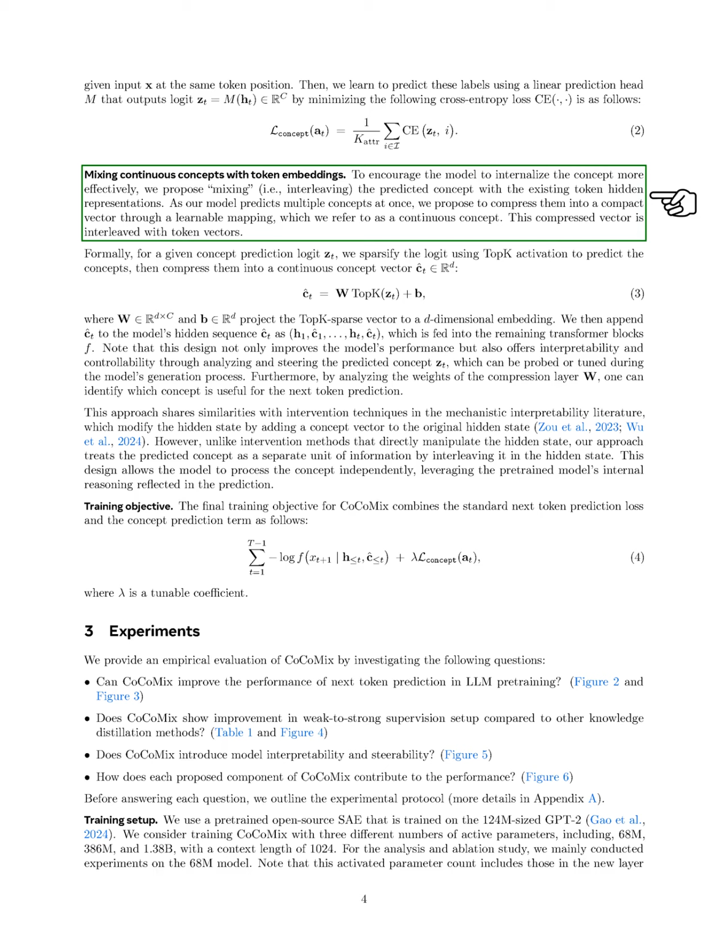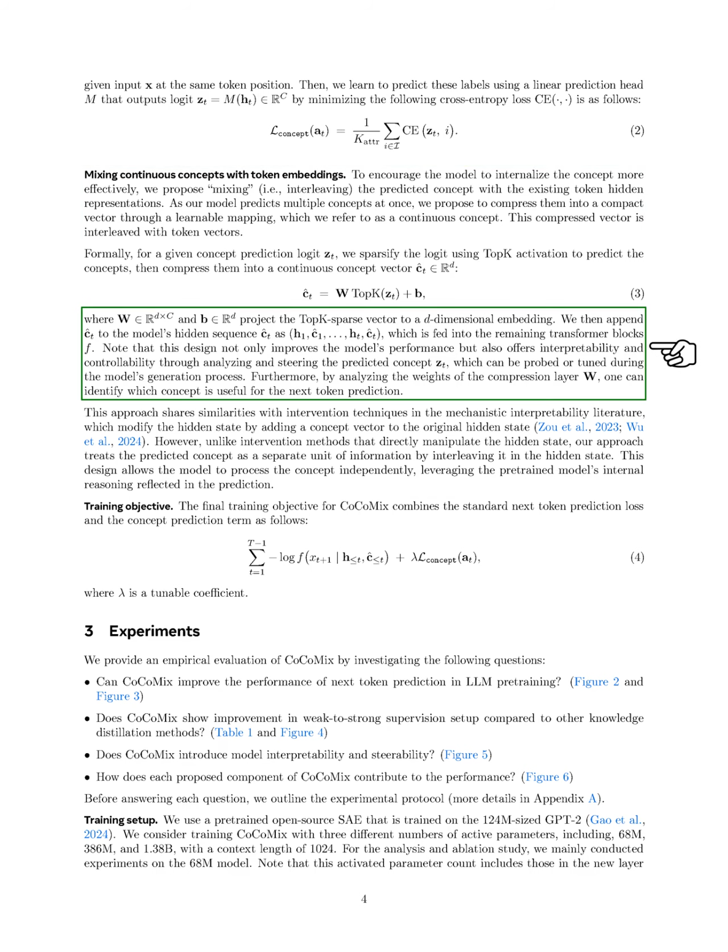We compress the predicted concepts into a compact vector, referred to as a continuous concept, which we then interleave with the token vectors. This compressed vector is added to the model's hidden sequence, which is processed by the remaining transformer blocks. This design not only enhances the model's performance but also provides interpretability and control, allowing us to analyze and adjust the predicted concepts during generation.